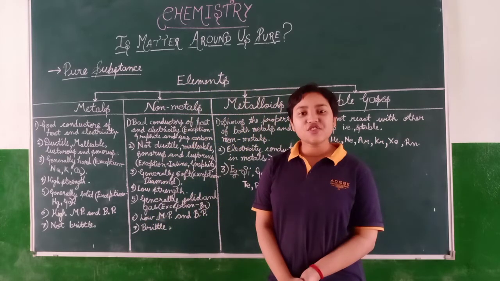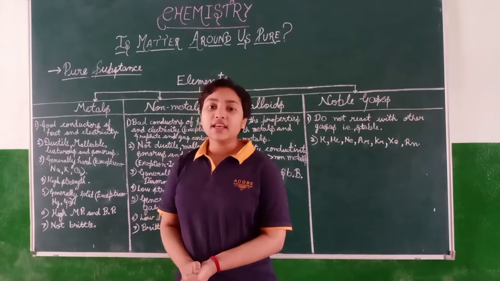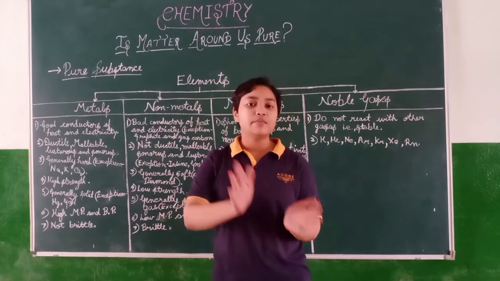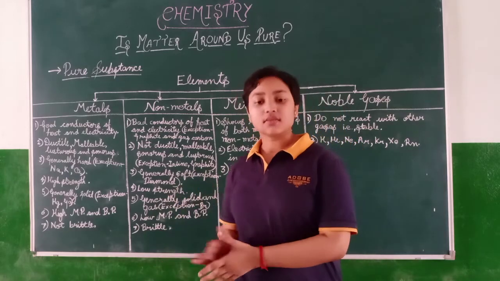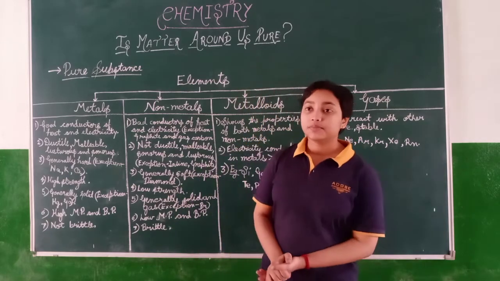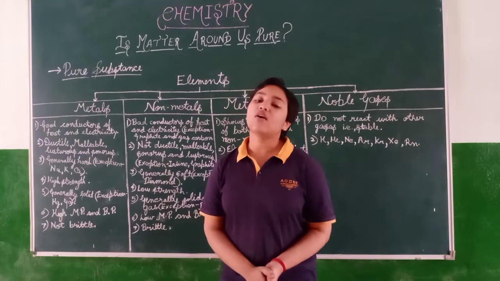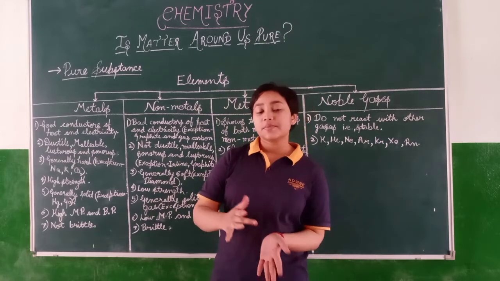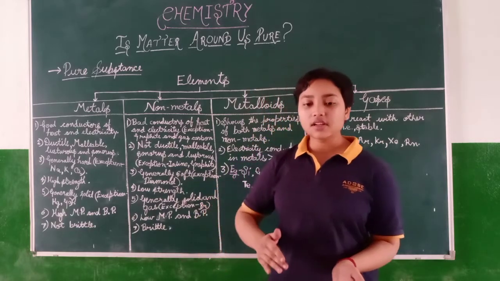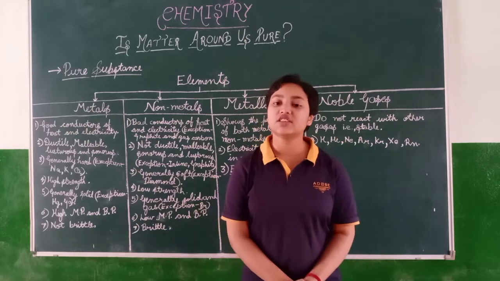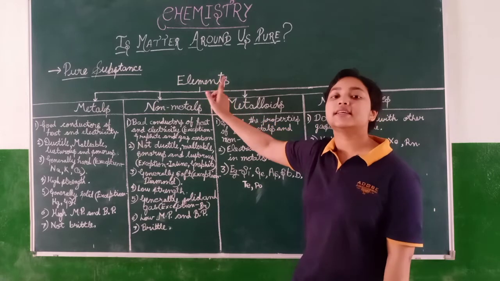So what are the properties of pure substances? Pure substances have a definite melting and boiling point. They melt and boil at the same temperature. They have a definite specific gravity. They cannot be separated by any physical or chemical means. They can be separated by special processes, but the chemical components of the matter will not change at all. So now we come to the first part of these pure substances, that is elements.